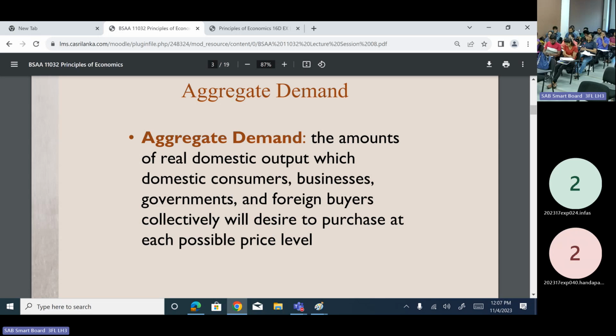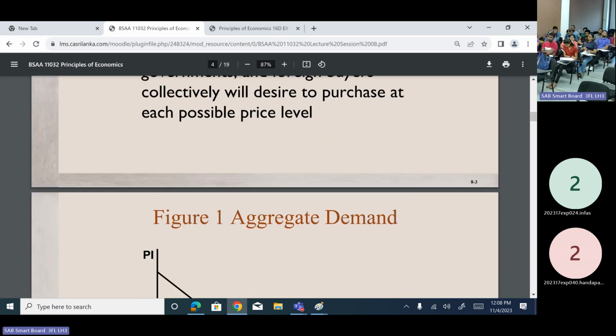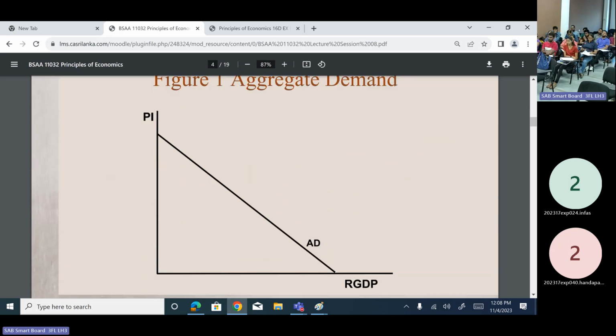Consumers will demand, government will demand, exporters will demand, that means foreigners, and businesses will demand for the real domestic output. What do you mean by real? We have taken out the monetary effect. Real means the units of goods and services. So, aggregate demand definition, you have to know. Secondly, you have to know the aggregate demand diagram.